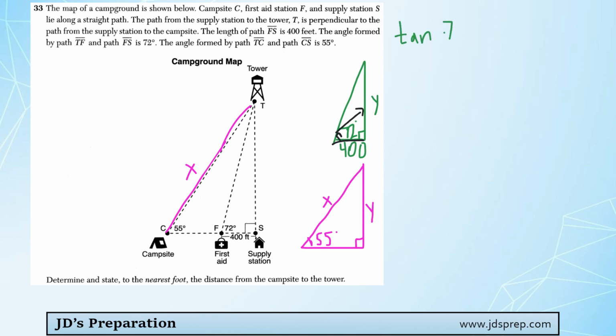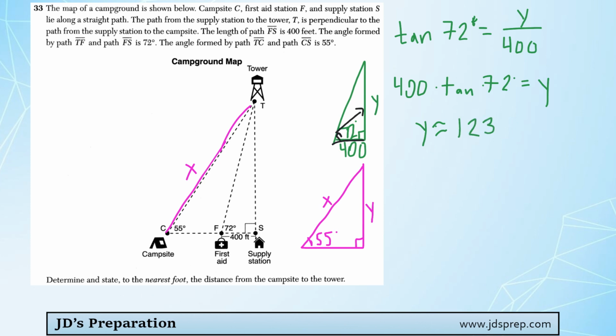of our angle, 72 degrees, is going to equal the distance opposite it over the distance adjacent. So that would be y over 400. So in this case, to solve for y, all we've got to do is take 400 and multiply it by tan of 72 degrees. And calculating that out, we'll get a rounded answer of 1,231.0734.